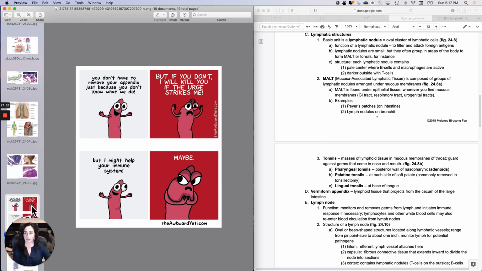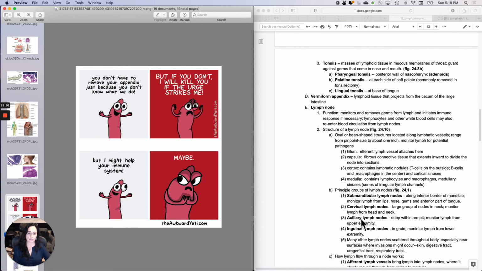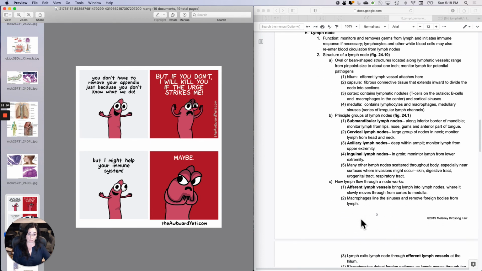I don't have mine. So you don't have to remove your appendix just because of that. But it might help your immune system, maybe. So the appendix is not that much of a mystery. It's just probably an evolutionary throwback, not completely necessary. And because of its anatomy, sometimes it actually catches toxins and pathogens and has to be removed. So it's interesting to figure out whether that's going to stay around for 10,000 more years. Okay, so I will stop there and we'll do lymph nodes in the next one.